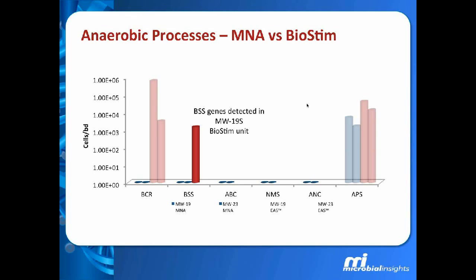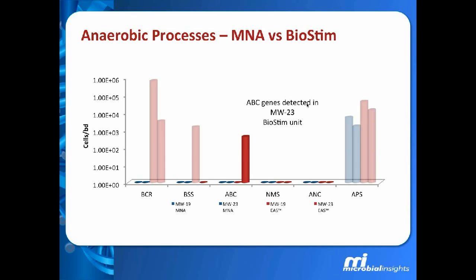So when we look at other anaerobic genes, we see that benzyl succinate synthase genes, encoding the enzyme responsible for initiating the anaerobic biodegradation of toluene and other alkyl substituted benzenes, were detected on the order of 10 to the 3 cells per bead in the EAS amended unit in MW19. We did not see this come up in MW23.